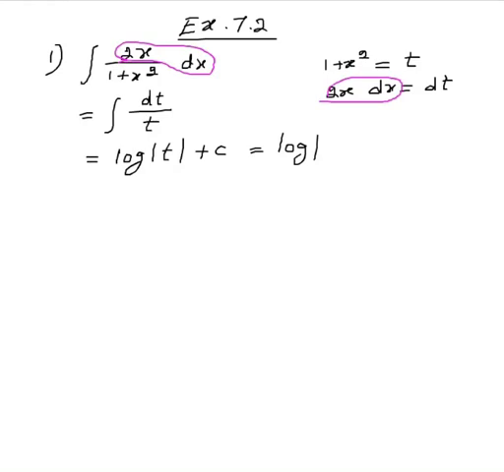The answer should be given in terms of the given variable x. Don't give the answer in terms of t, and don't forget to substitute it back. Log of absolute value of 1 plus x square plus c. No need to write the absolute value sign for 1 plus x square, because 1 plus x square is a positive value.